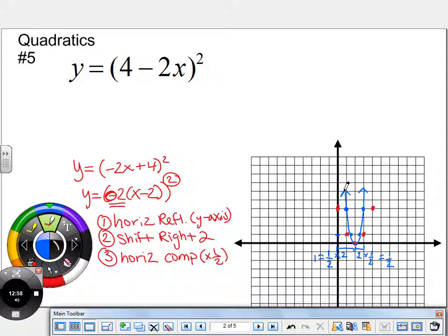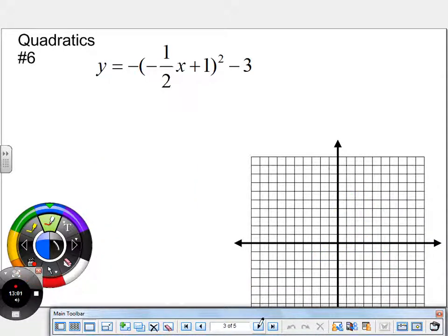No? Okay, so there's one other one on the quadratic handout. So right below it, or next to it, number 6.